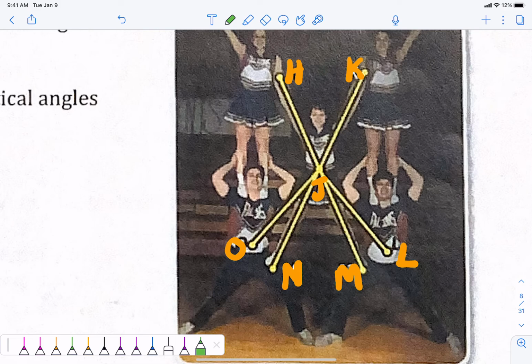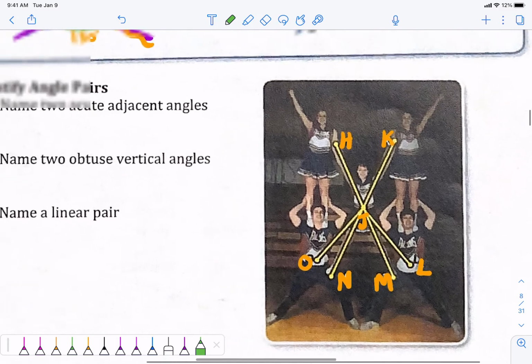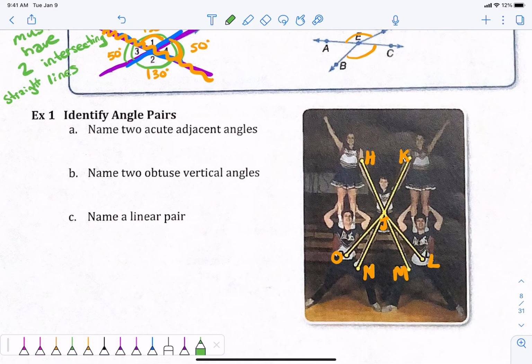And the key to this is that A, B, C are going to have multiple answers. We're just going to provide one of the answers, right? A lot of these questions will have multiple answers that you could choose. This is another section that's really hard for me to grade because there is more than one right answer, right? Name two acute. Acute means less than 90 degrees. Adjacent means right next to.